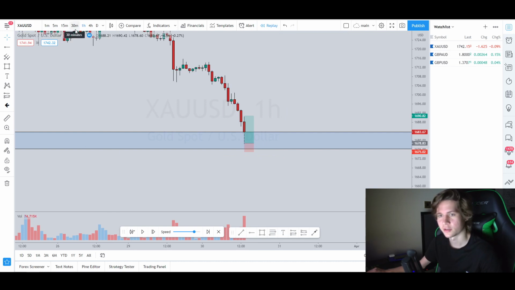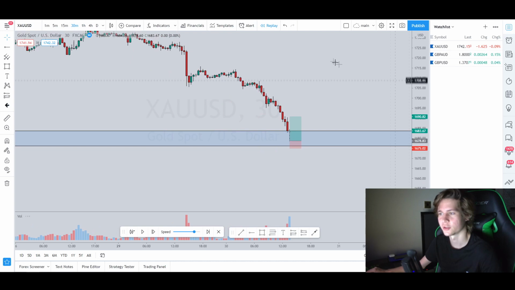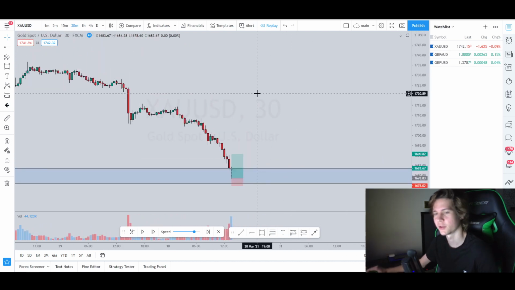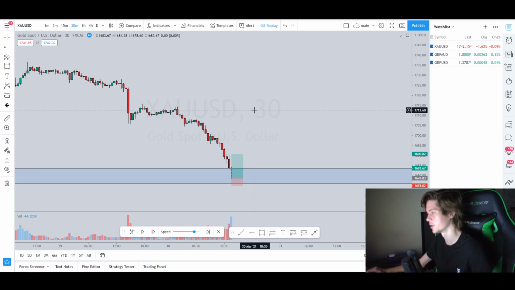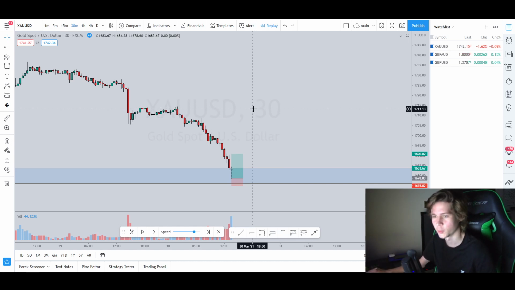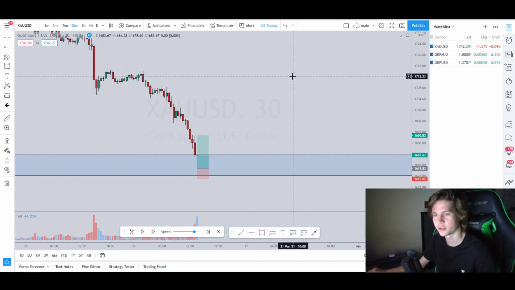As for the actual target, if we go out to the 30-minute here, we want to be looking for the next possible zone, at least for our first target profit. We can let the second part run a little bit more. The first part, before we had quite a significant drop to the downside, is this area here.